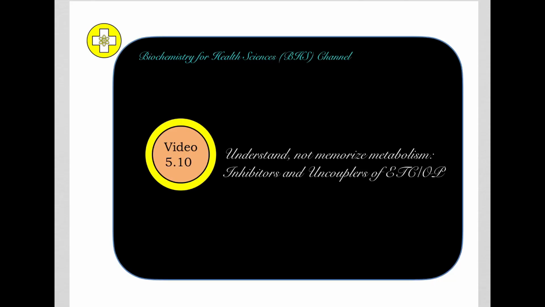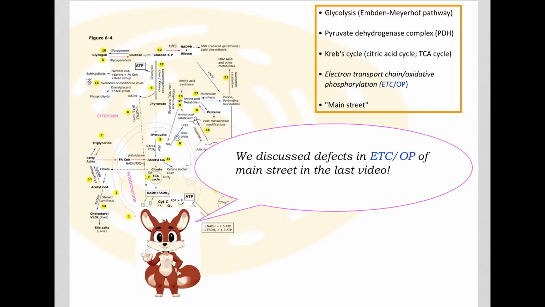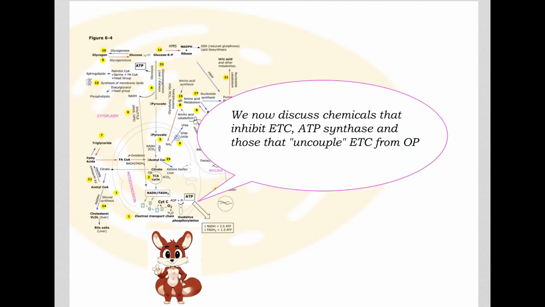In today's video, we'll talk about inhibitors and uncouplers of the electron transport chain oxidative phosphorylation pathway. In the previous video, we talked about genetic defects in the electron transport chain oxidative phosphorylation. Today, we will look at chemicals which inhibit the electron transport chain, chemicals that inhibit ATP synthase, and chemicals that uncouple the electron transport chain from oxidative phosphorylation, what we call uncouplers.